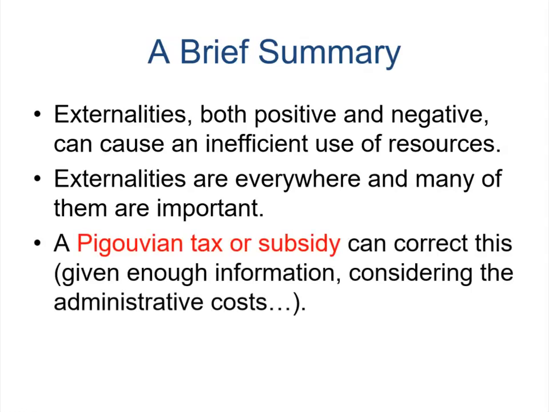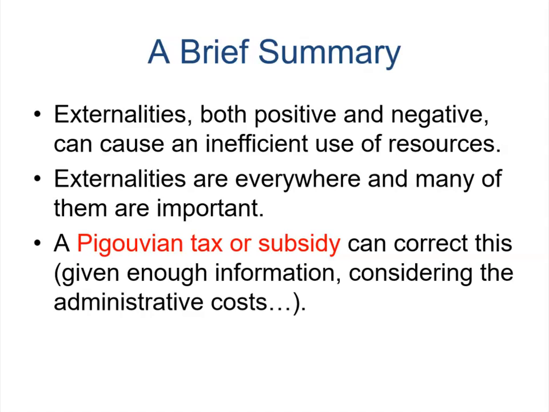So what we've seen is that a Pigovian tax in a situation where we've got a negative externality, or a Pigovian subsidy, could be appropriate to correct the problem. Now, I've kind of slid over issues of whether governments have enough information to be able to choose an appropriate tax or subsidy. I've not discussed in any detail administrative costs, although I did mention, for example, the difficulty of monitoring pollution.